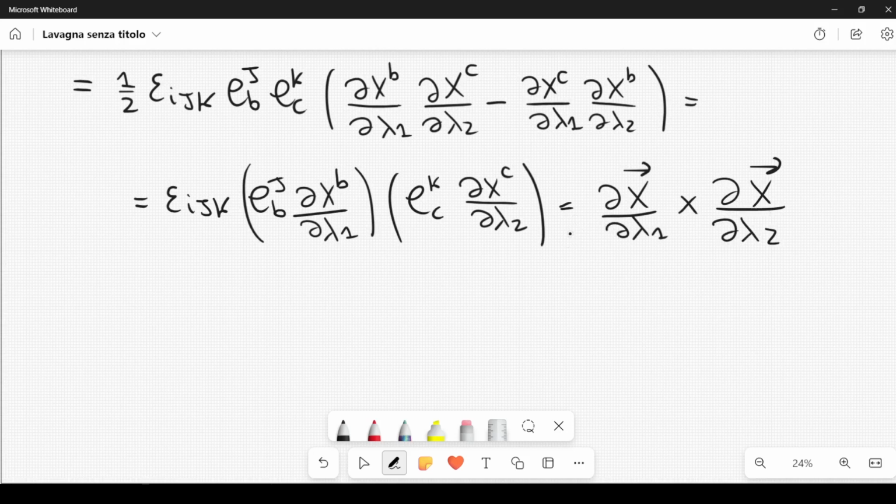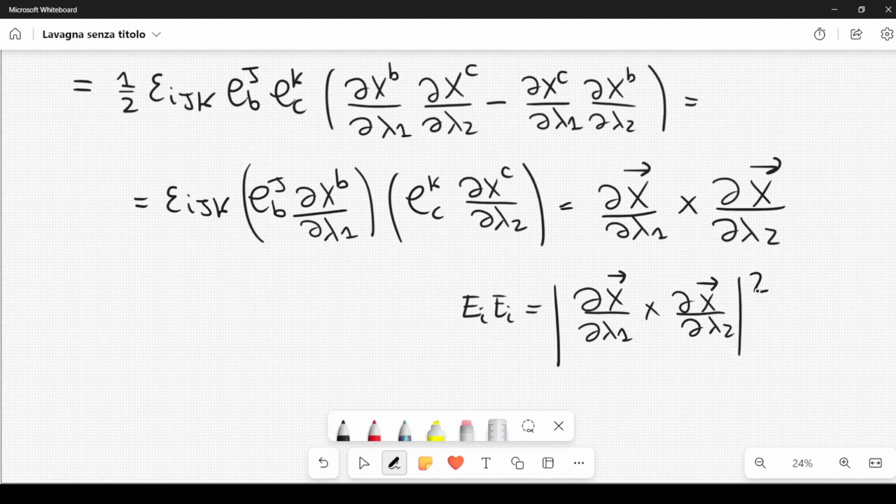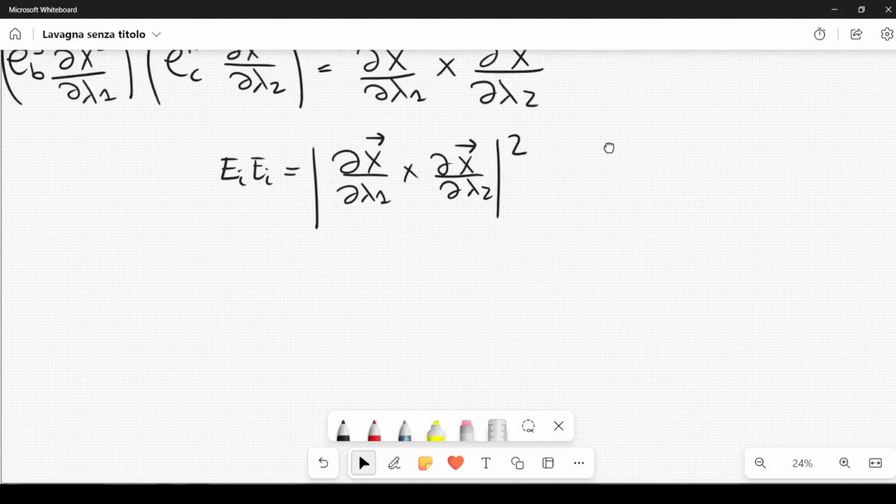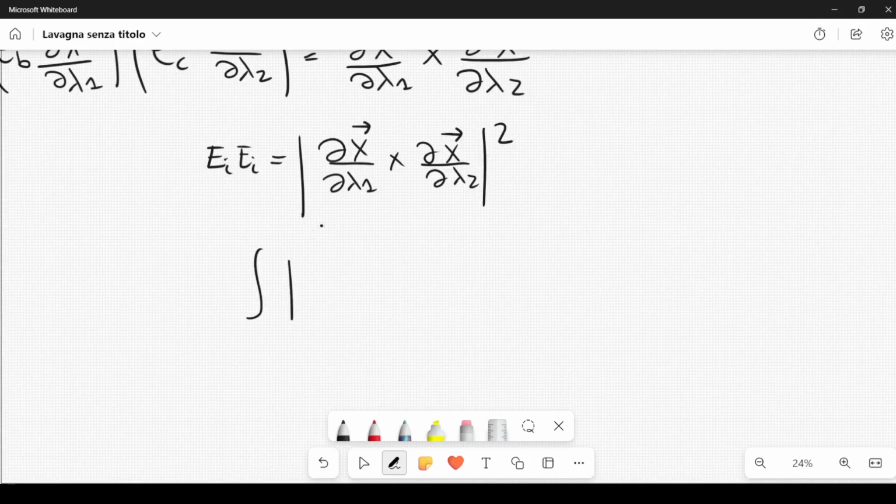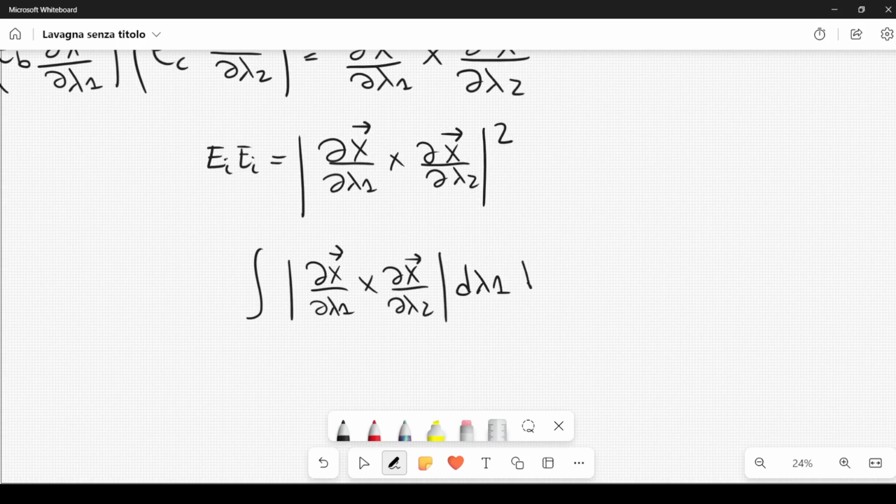So what we have shown is that the vector E_i can be written like this, and therefore E_i E_i can be written as the modulus of dx/d lambda 1 cross dx/d lambda 2, squared. And if you remember, when you integrate the modulus of dx/d lambda 1 cross dx/d lambda 2 over the two parameters that describe the surface, d lambda 1 d lambda 2, you get exactly the surface area.